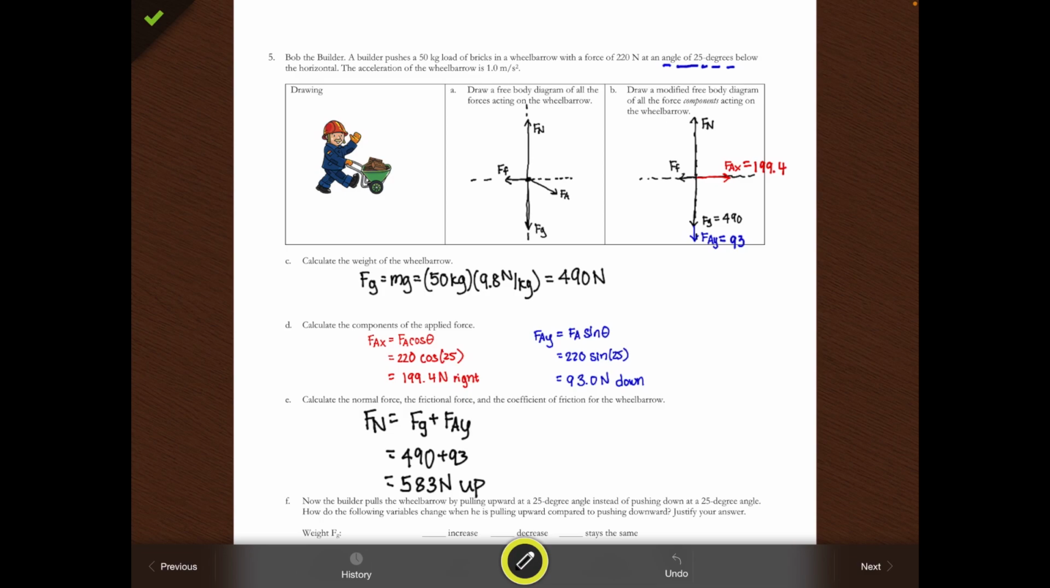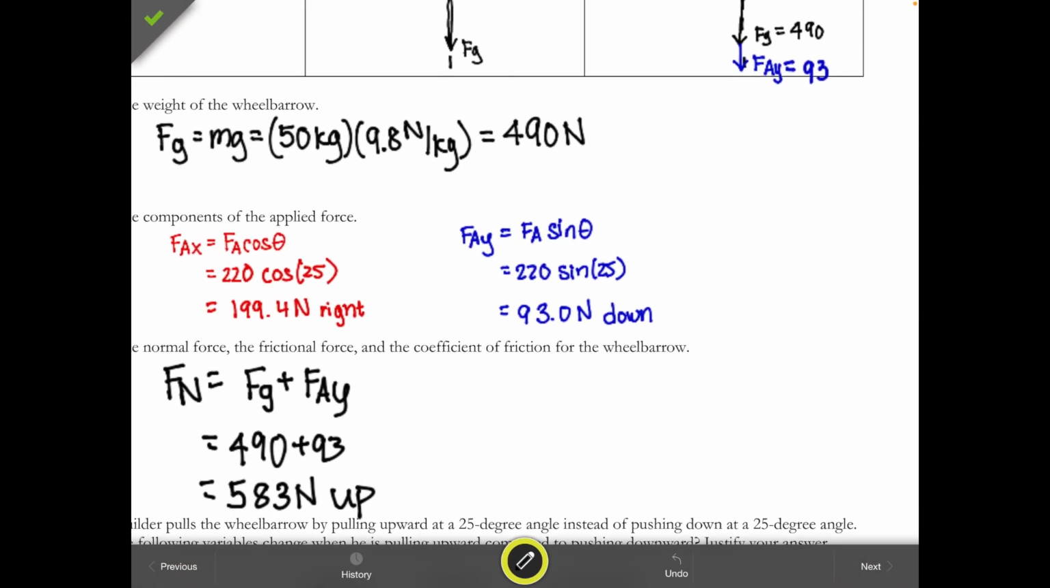Now, don't get tricked here thinking that Fax is equal to friction. The trick is the acceleration is 1. Because the acceleration is 1, Newton's second law says there must be an unbalanced force. The force was unbalanced because the applied force to the right is canceling the friction force to the left.